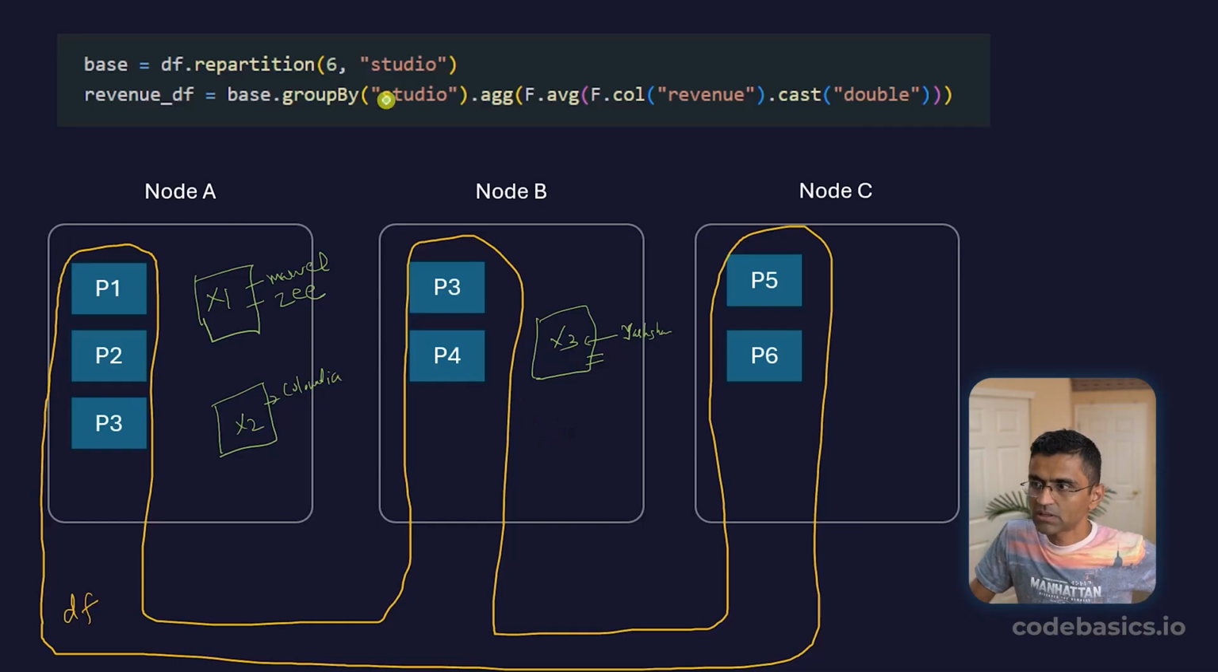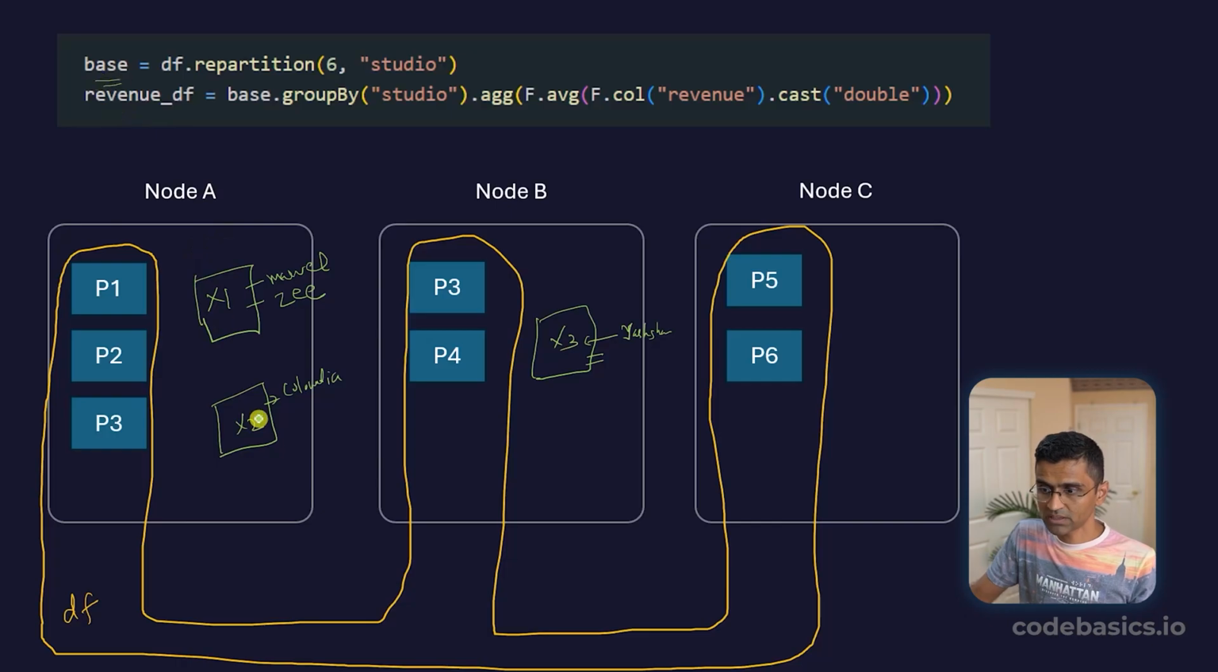So what happens is, when you group by studio and run this aggregate operation for revenue, it doesn't have to do data movement, because the records for a single studio are present in one partition on the same node. So now it can quickly do that aggregation. And by the way, this x1, x2, x3, etc. will form a new data frame.